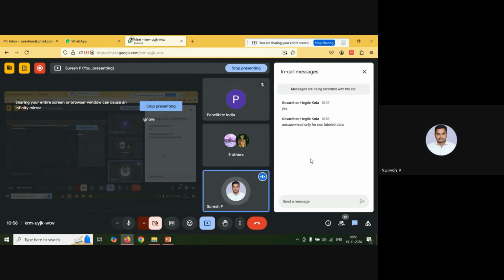Yes, sir. Unsupervised learning is only for non-labeled data, particularly for non-labeled data. Even if you have questions, you can post them in the chat box also.